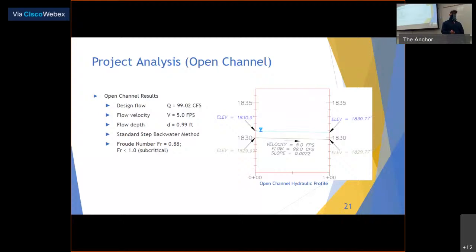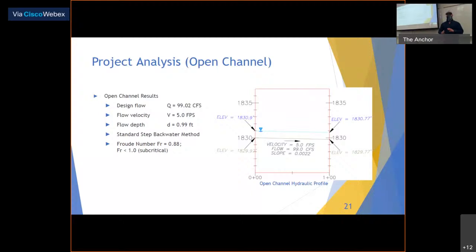So now that we have our flow depth, we need to relate that flow depth with the velocity and the flow. We do that with the Froude number. And our Froude number came out to 0.88, which is below 1. So we know we're at subcritical flow, and there's most likely not going to be a hydraulic jump somewhere down the line.